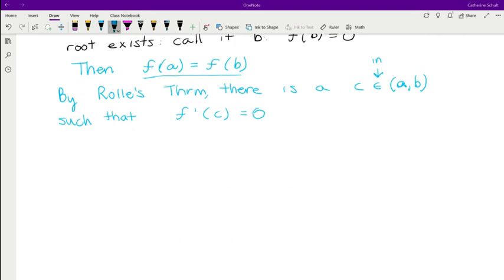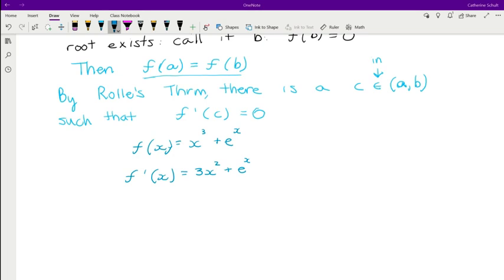Remember, our function is x cubed plus e to the x. And now we're focused on the derivative. So let's take the derivative. So 3x squared plus e to the x. Interesting. Okay, so why am I saying interesting?